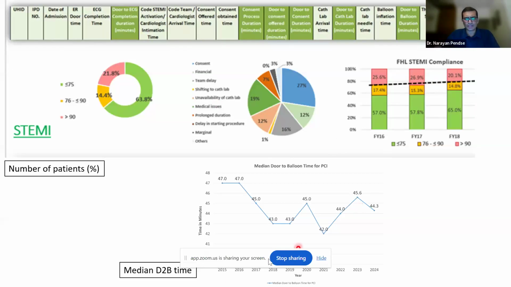For example, for this hospital from 2015 to 2024, you can see that they are maintaining a very good door to balloon time. It's around 45-46 minutes for this particular hospital, which is a well established cardiac center.